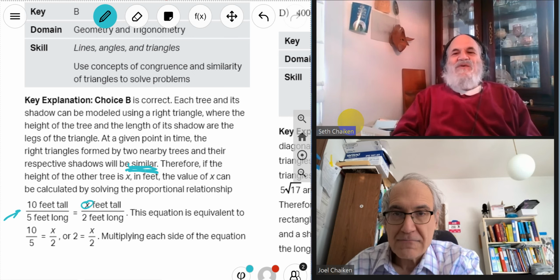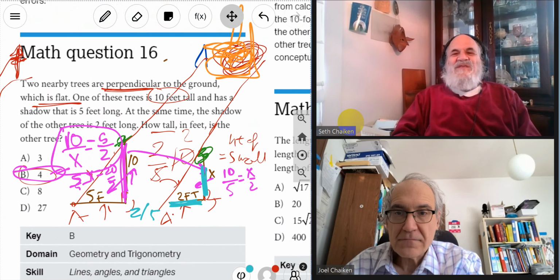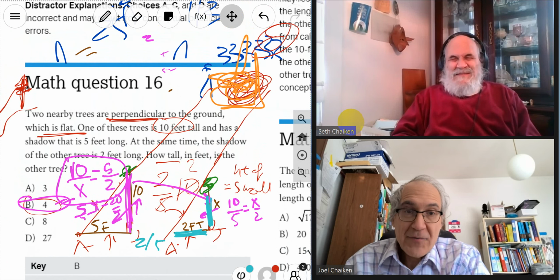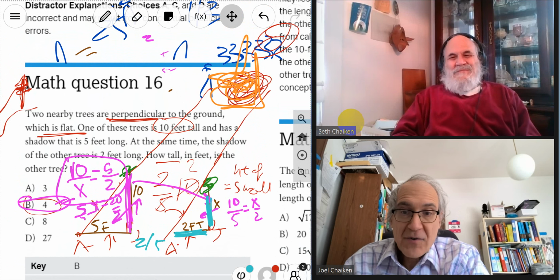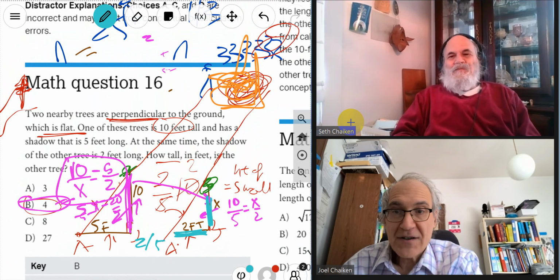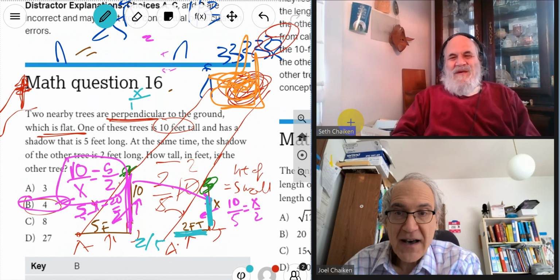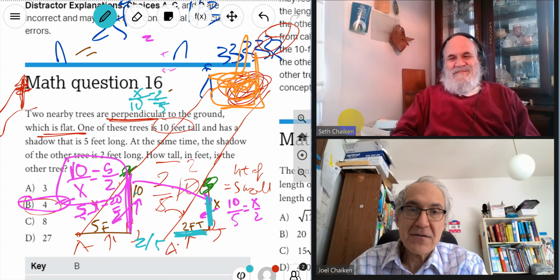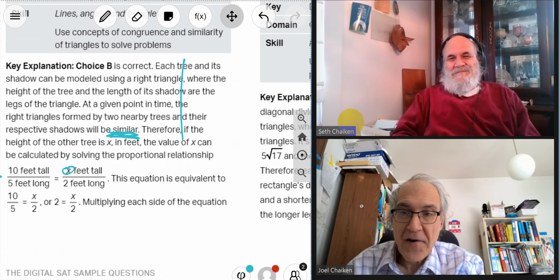Well, when you set up your two ratios, wouldn't it be a good idea to purposely put the x in the numerator? Yes, that's a good point. That would have been a good idea. So maybe the way to do it is to start with the x first. I didn't even think about that. Maybe x over 10 is 2 over 5. And then you would have gotten the answer a little faster. Oh, good. So you learned something from the answer.